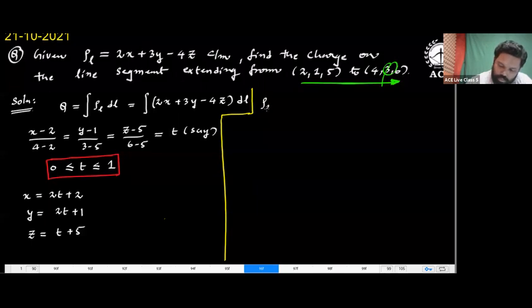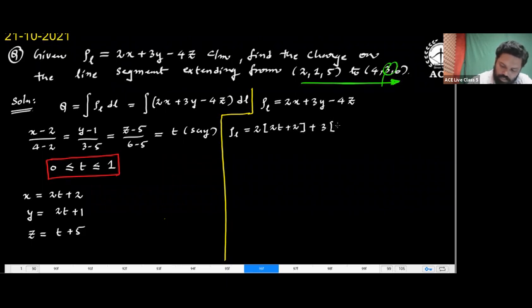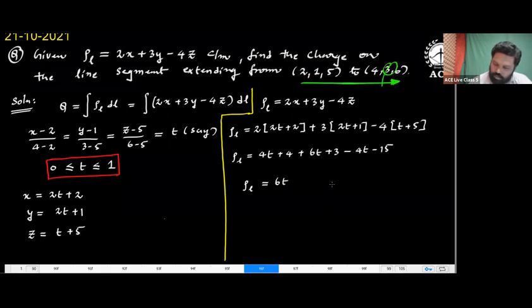What is this rho L here? Rho L is equal to 2x plus 3y minus 4z. So rho L is equal to 2 into x. What is x? 2t plus 2, plus 3 into y. What is y? 2t plus 1, minus 4 into z, which is t plus 5. So converting this, how much will you get? Rho L is equal to 4t plus 4 plus 6t plus 3 minus 4t minus 20. So here rho L is equal to 6t minus 13.